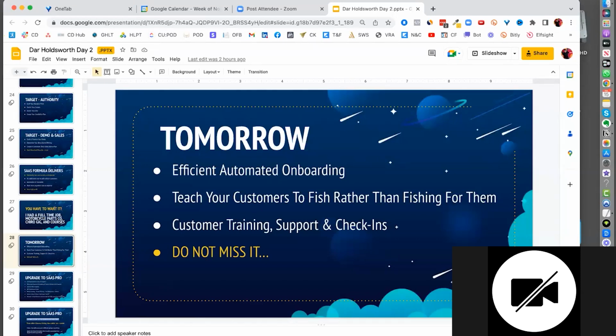And then we're going to talk about ongoing customer training and support, and checking in with those customers so they really do adopt usage of the program. It becomes an integral part of their business, where, again, it's a utility that they do not want to turn off, that they just feel like they need it to run their business. So that's what we're going to talk about tomorrow.